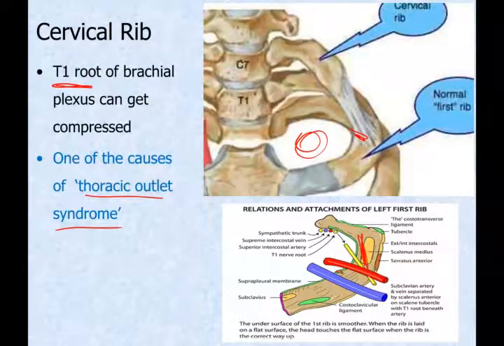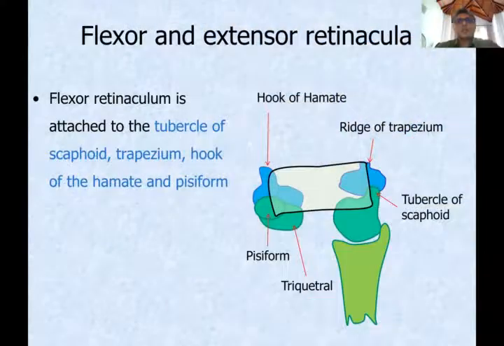Now we will be discussing the flexor and extensor retinacula. The flexor retinaculum is on the anterior aspect of the wrist here, and it prevents jutting out of the long flexor tendons when you flex the wrist as well as the fingers. Otherwise, the tendons will come out if you don't have something to keep them in place. So that is basically the meaning of having a flexor retinaculum.